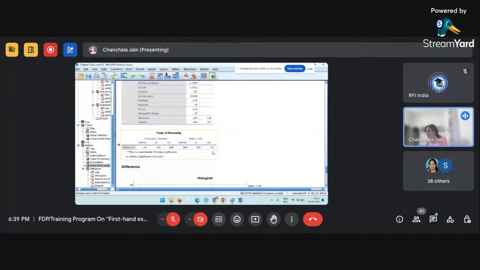Anyone? What conclusion will I draw here? Data is normally distributed, ma'am. Very good. Who said this? Mona ma'am? Yes, very correct. Mona ma'am said correctly that here the p-value is greater than 0.05. That means you need to hold your null hypothesis. And the null hypothesis says your variable, that is the difference, is normally distributed.